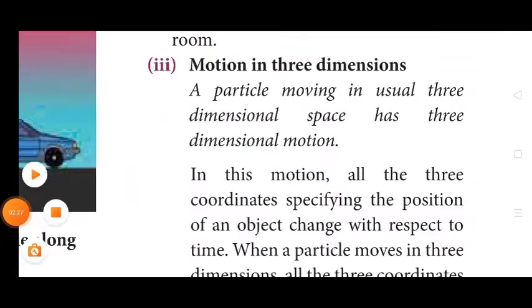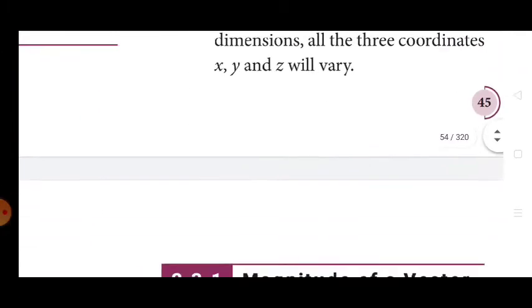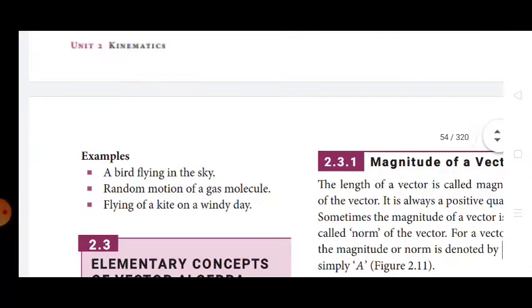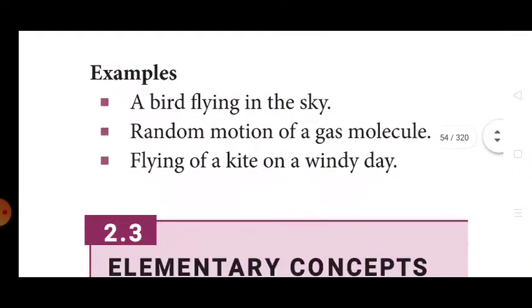A particle moving in the usual 3-dimensional space has 3-dimensional motion. Examples for it: a bird flying in the sky, random motion of a gas molecule, flying of a kite on a windy day.